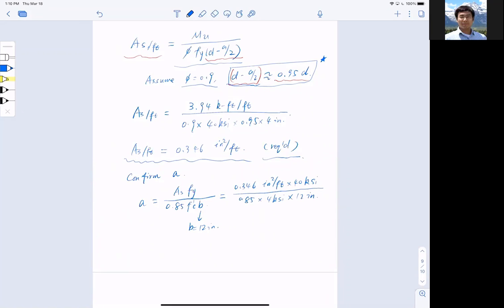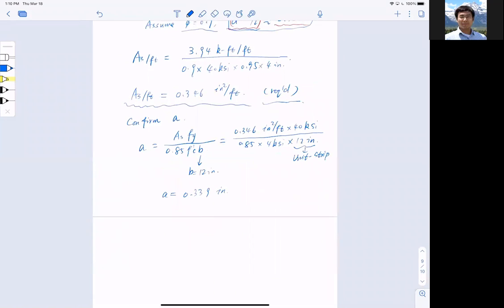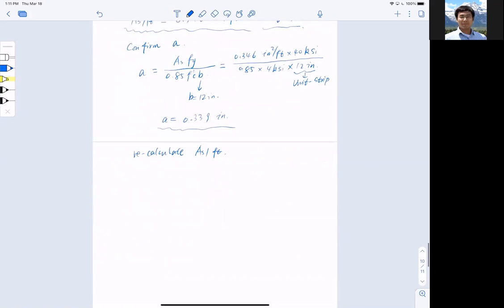Okay, and again, this one is unit strip here, unit strip here. Don't forget, once everything's said and done, I have an effective compressive zone of 0.339 inch. All right, so once I have my effective compressive zone, I need to confirm or recalculate A again, recalculate A as per foot again. So I have to iterate, right?